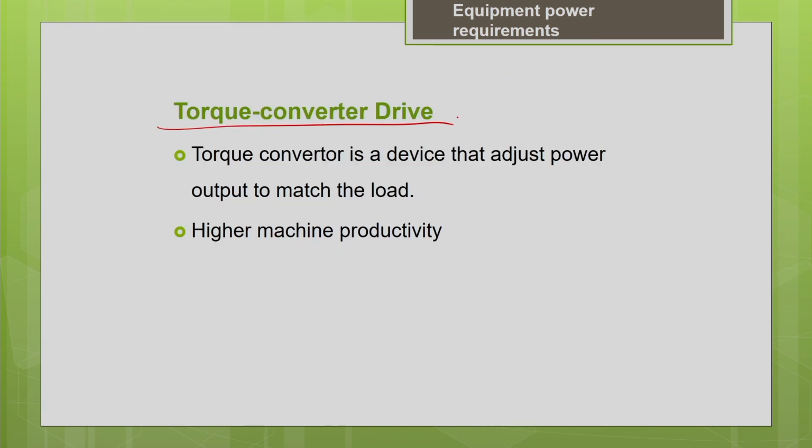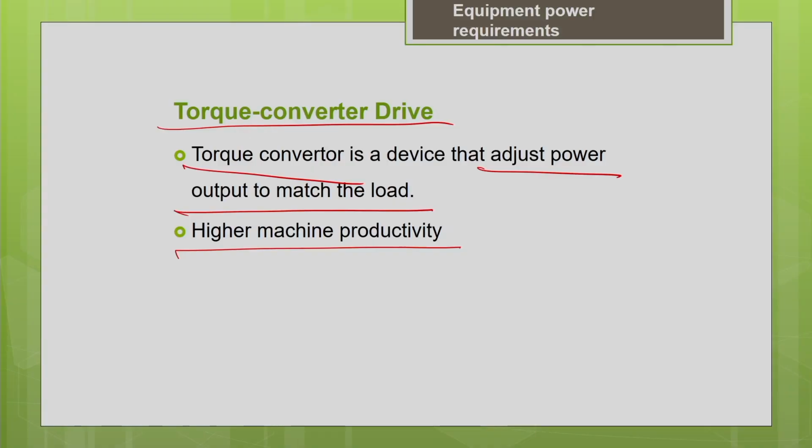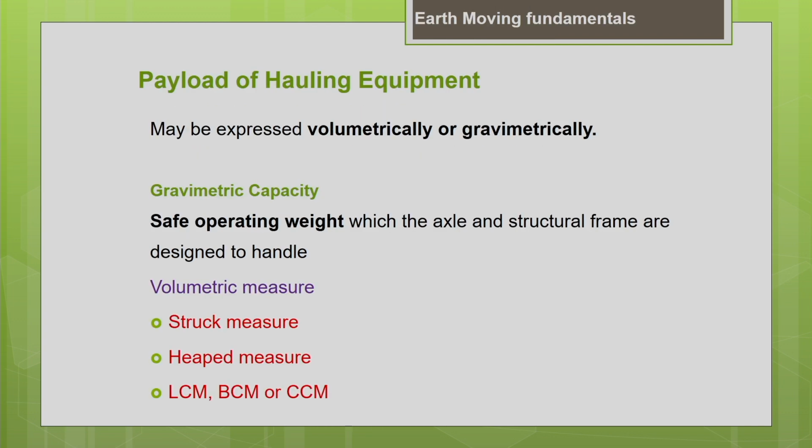The other one, as we discussed just now, is the torque converter drive, whose initial cost is high. You have a torque converter device here which can automatically adjust your power output to match the load conditions. So it results in higher productivity. You know why higher productivity? Because your man-hour time is going to be lesser here. Your cycle time will be reduced, so the productivity will increase.